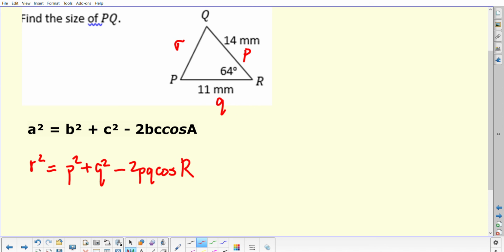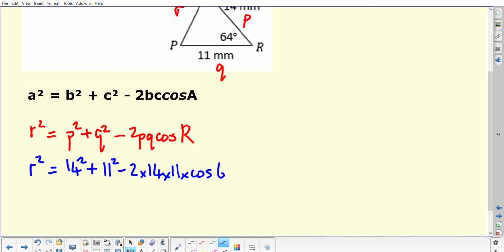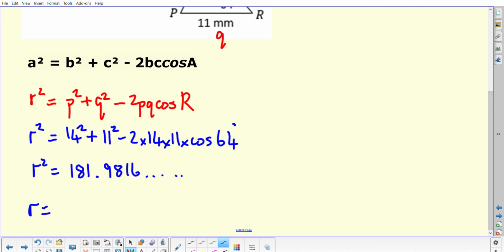So filling everything into this, that means that you're going to have your r squared will be equal to your p value, which is 14 squared, plus your 11 squared, minus 2 times 14 times 11 times the cos of 64 degrees. You do all that in your calculator, you will get a value 181.9816, whole load of other digits, and remember all you need to be able to do is the square root of that number.